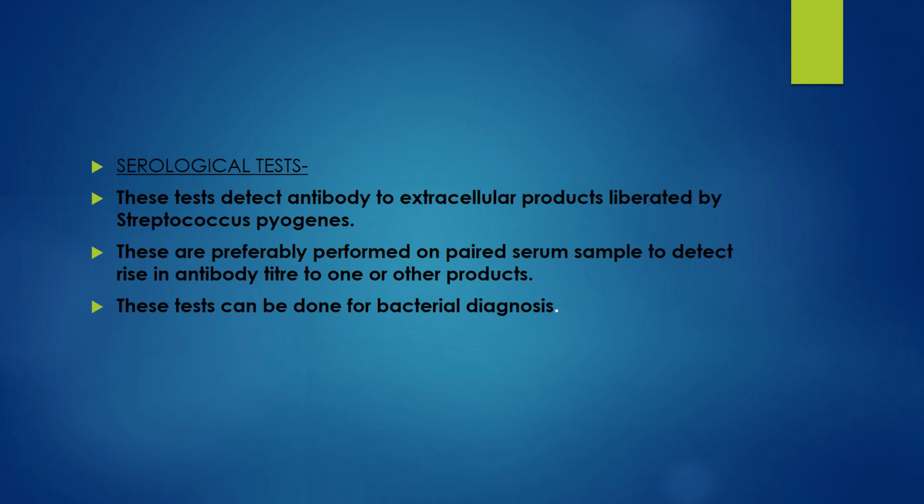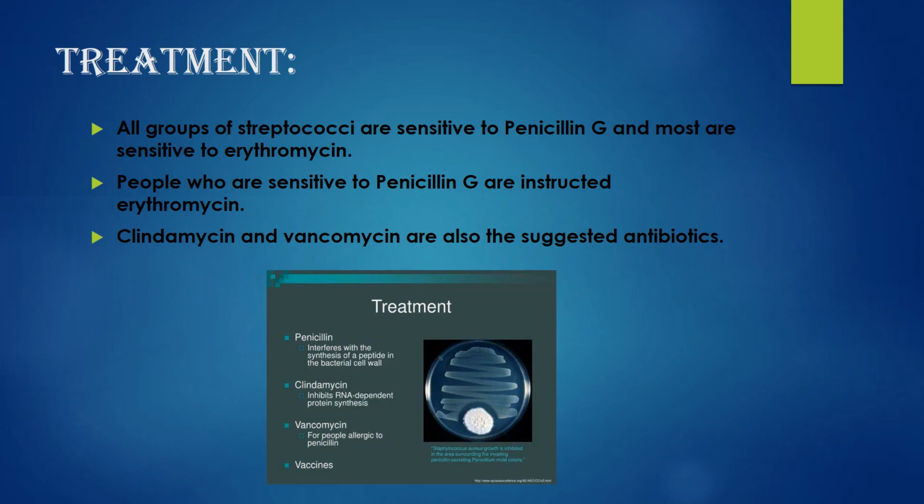In these tests, they detect the antibody level to extracellular products which are liberated by the bacteria Streptococcus pyogenes. If the antibody level is normal, then no disease is depicted. But if the antibody level is higher than normal, then there may be a disease or disease risk. Moving on to the treatment of the disease which is caused by Streptococcus pyogenes.